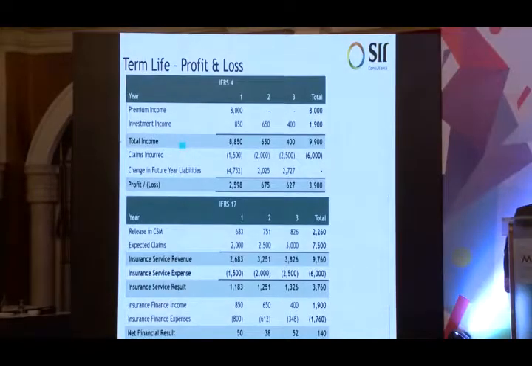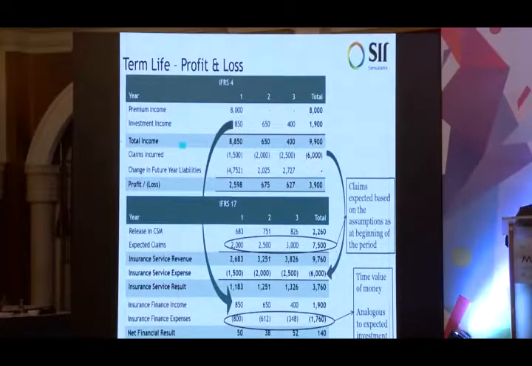Now what we will do in the new standard is entirely different. There we will start with the release of CSM, which we discussed in the previous session, on the slide. And we will add to that the expected claims. Now, it might be a bit surprising to see expected claims being treated as revenue, but we'll discuss the rationale behind that in the next slide. This CSM and the expected claims would give us the insurance service revenue. From that, we would subtract the insurance service expense, which in this example would be the claims incurred. The net of these two would give us the insurance service result, that is the first component of the financial performance.